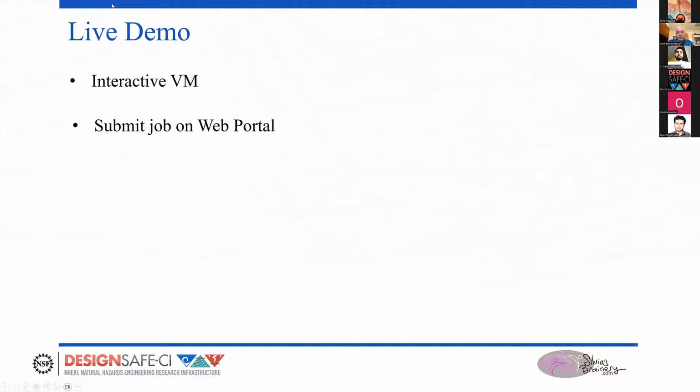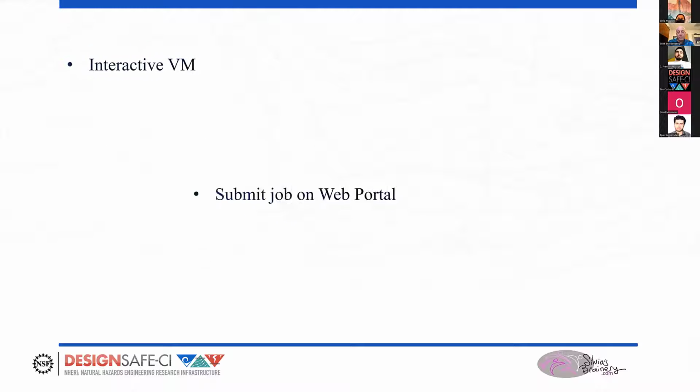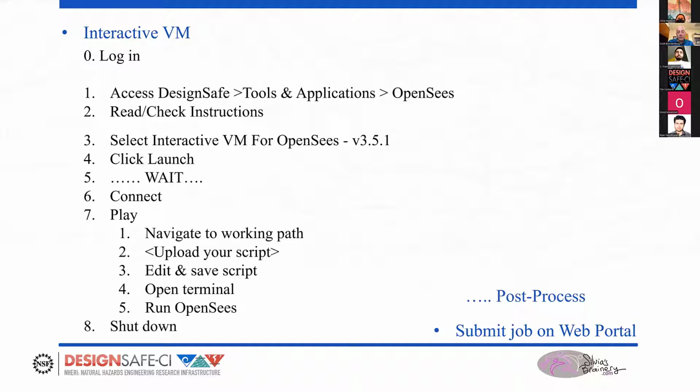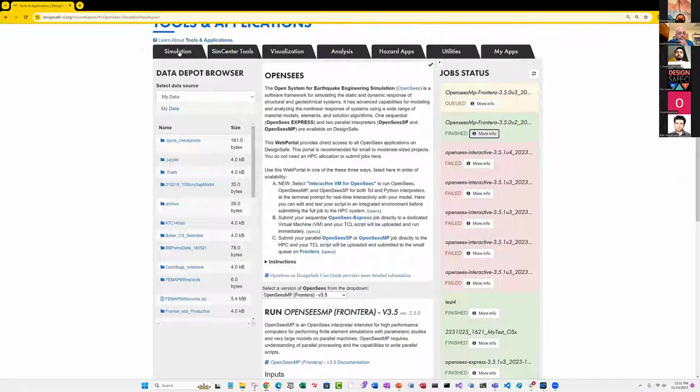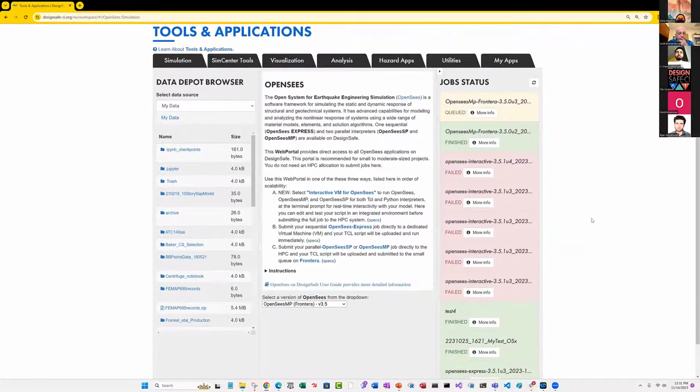All right, so I want to show you how to use the interactive VM and how to submit a job on the web portal. What we're going to do is I want to give you an outline of what we're going to do because it may not work out, and I've shown you already before. Steps are easy. You log in, you get to DesignSafe and OpenSees, and then you read the instructions. You select, at this point, this is the same. Now you select which OpenSees you want to use. We're going to use the VM. We're going to click launch. We're going to wait and connect, and then we play. I'm going to go to simulation, OpenSees, and here I am.